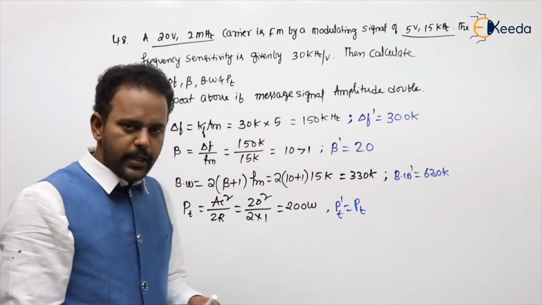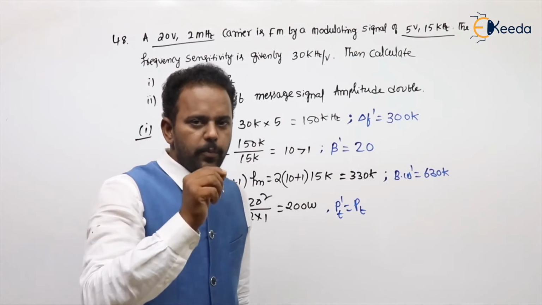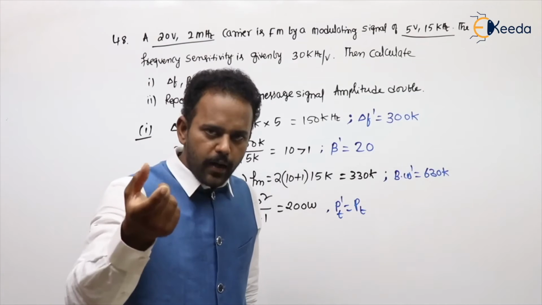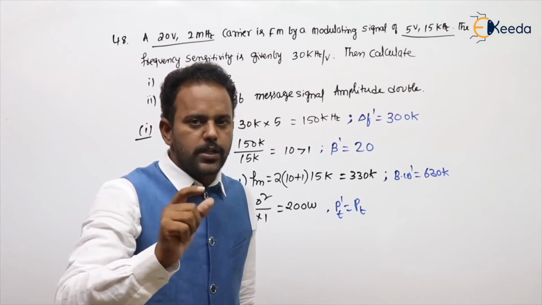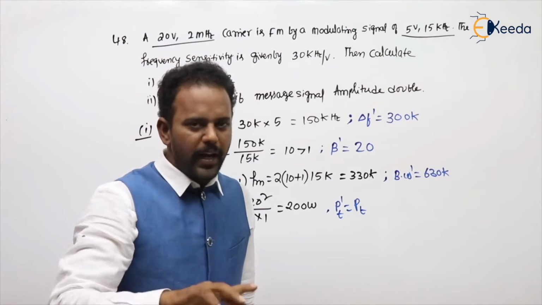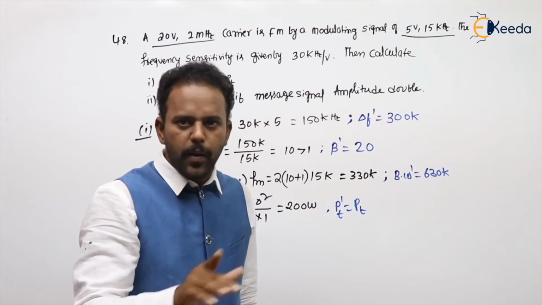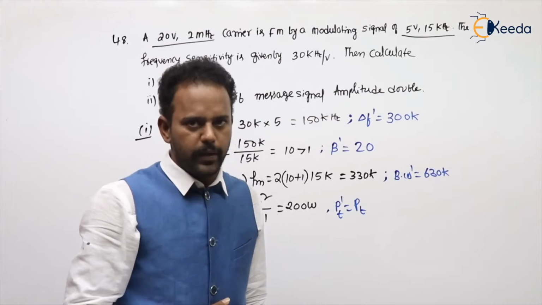The only point you need to understand from this problem: if message signal amplitude is double, then maximum frequency deviation and modulation index both are double. Bandwidth increases but not double, but no change in the power requirement.